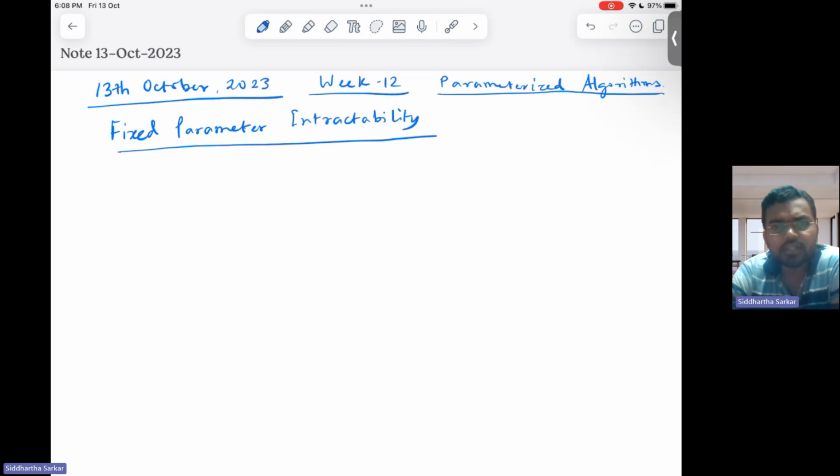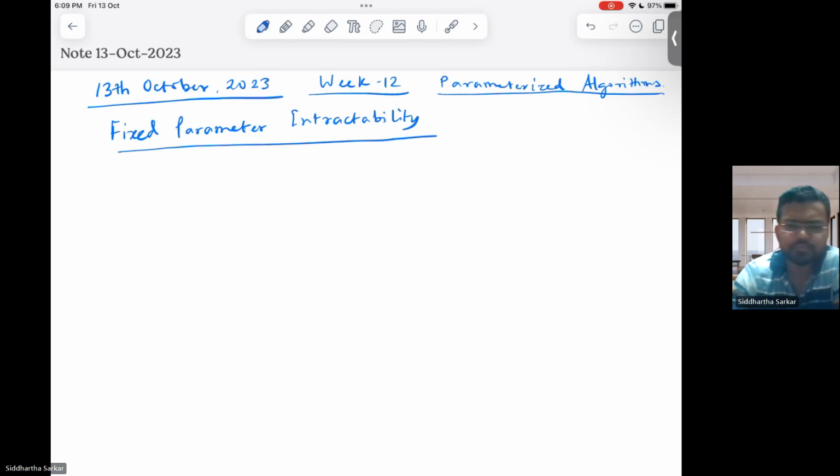So the notion of parameterized reduction is that it transfers negative evidence for fixed parameter tractability from one problem to the other. The standard notion of polynomial time reduction used in NP completeness theory is not sufficient for our purposes in parameterized algorithms. So let me first write down the notion of parameterized reduction.